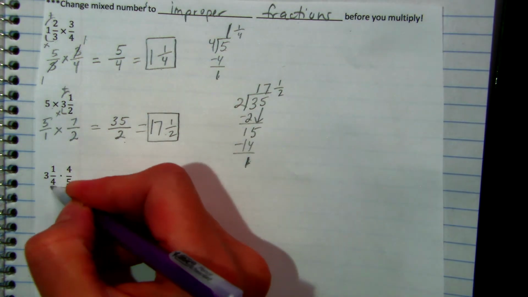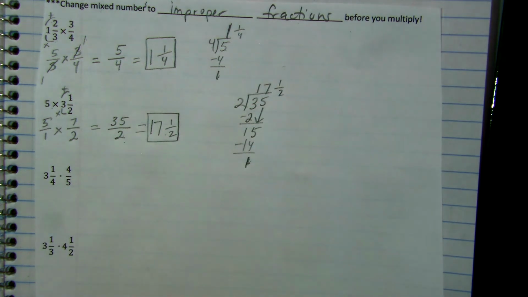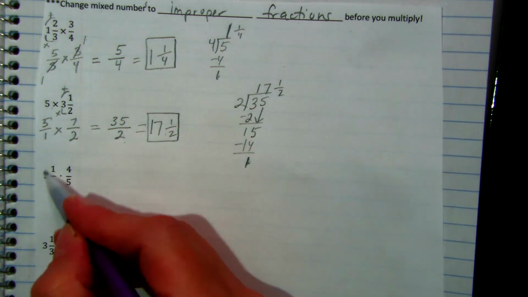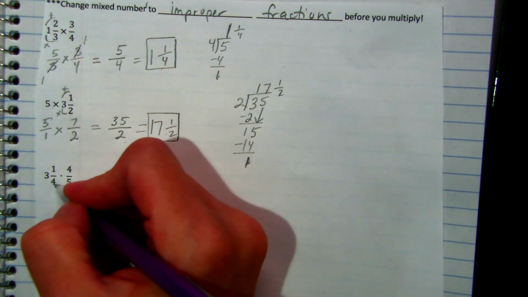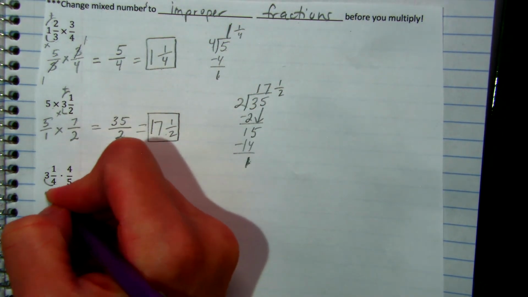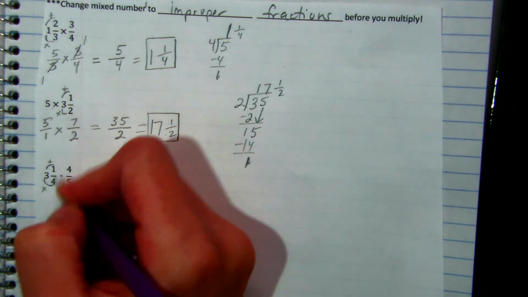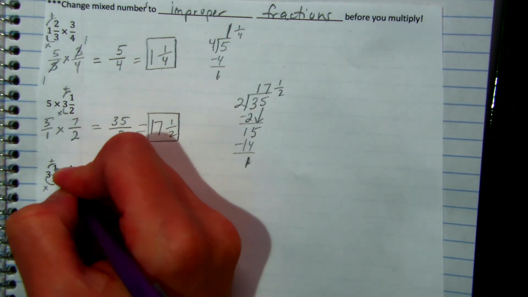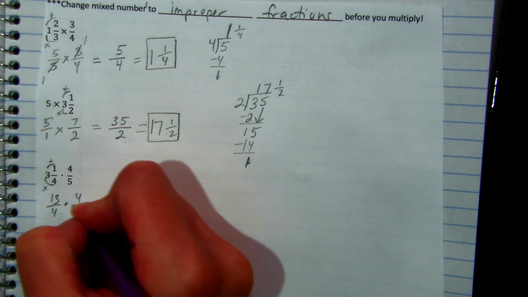So 3 1/4. Someone who's not answered anything, raise your hand and tell me how to make that improper. I'm going to have to start calling. Ellie. You would multiply 4 times 3. Good. And then you'd add the 1, and that would be 13. So it's 13 fourths. Okay, so 4 times 3 is 12, plus 1 is 13, so that's 13 fourths. And then 4/5 is okay.